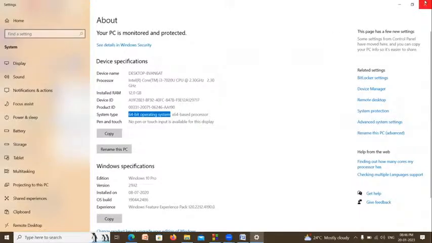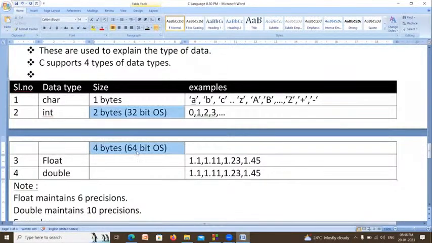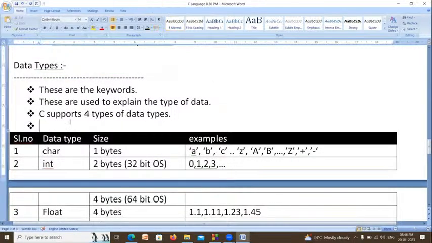If your system is having 64-bit operating system, then the size of integer is 4 bytes. If your system is having only 32-bit operating system, then the size of integer is only 2 bytes. You have to remember this. The size of the float is 4 bytes. The size of the double is 8 bytes. So each data type is having some size.